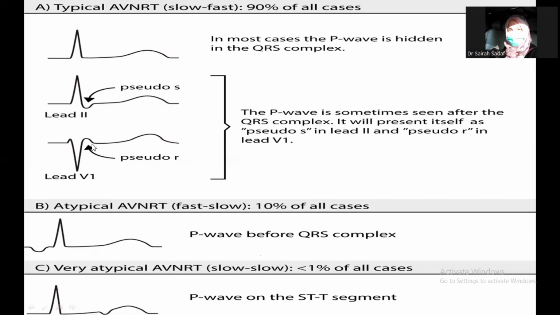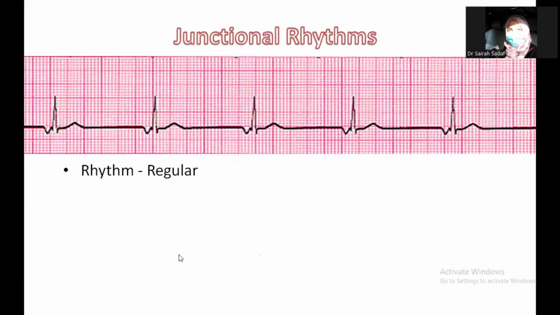Then there is atypical AVNRT. 10% of the cases have this. The P wave comes before the QRS complex. Junctional rhythm. What is junctional rhythm?